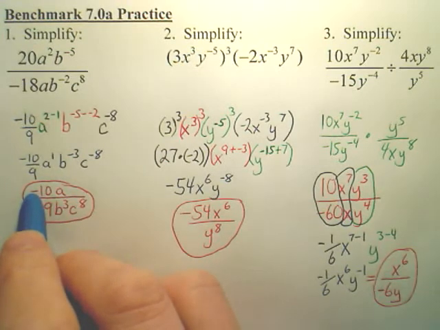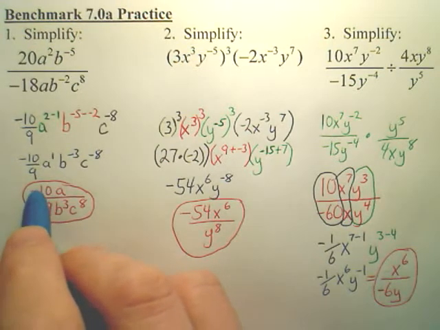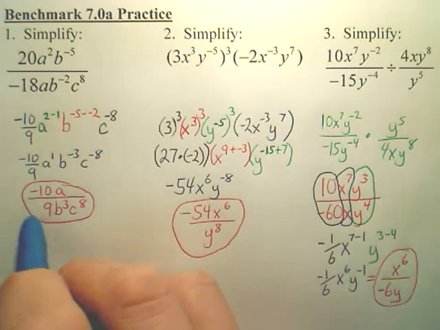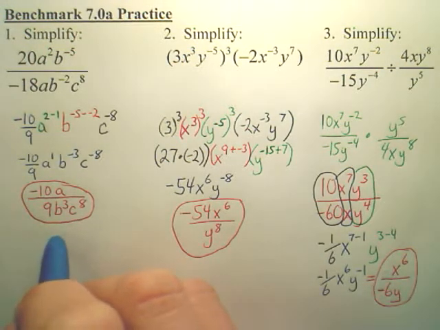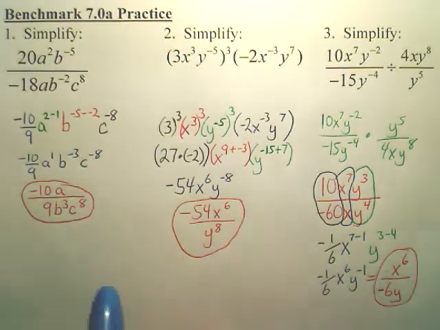Now, you could also have a negative 9 on the bottom and a positive. That negative could be on top or on bottom or like right in the middle in front. It doesn't really matter. But that would be the simplified form.